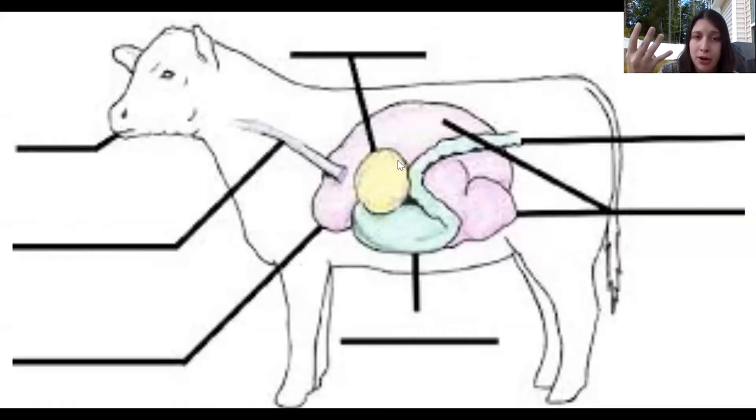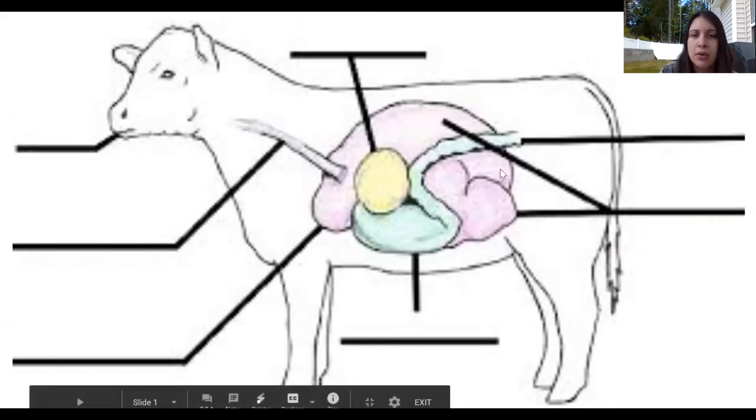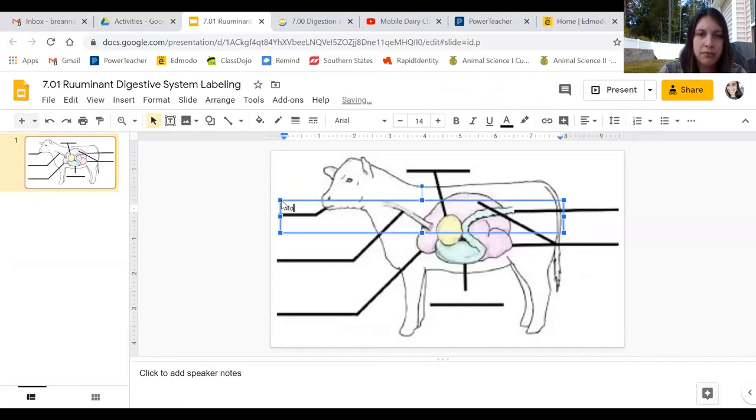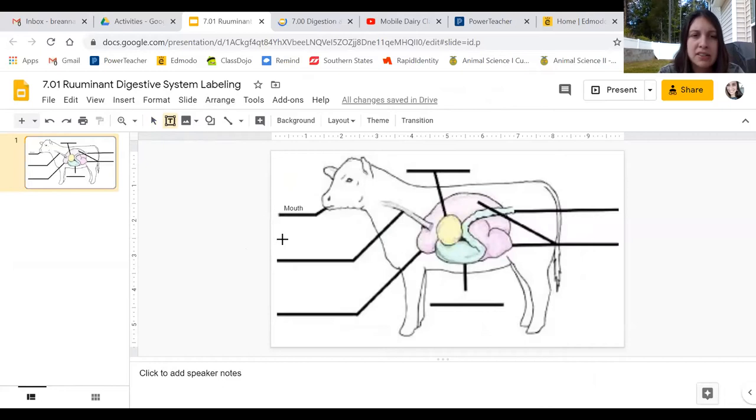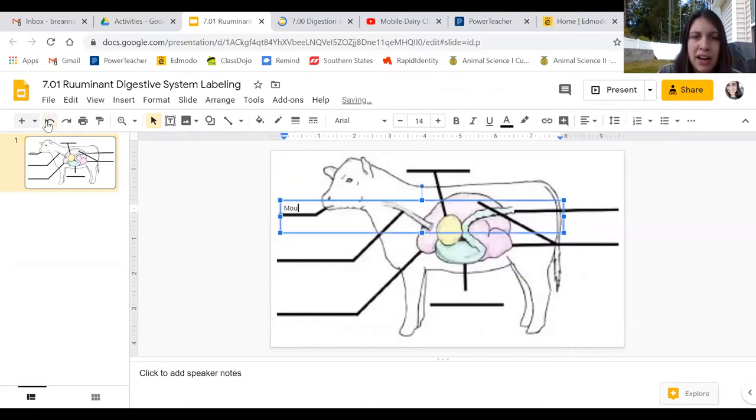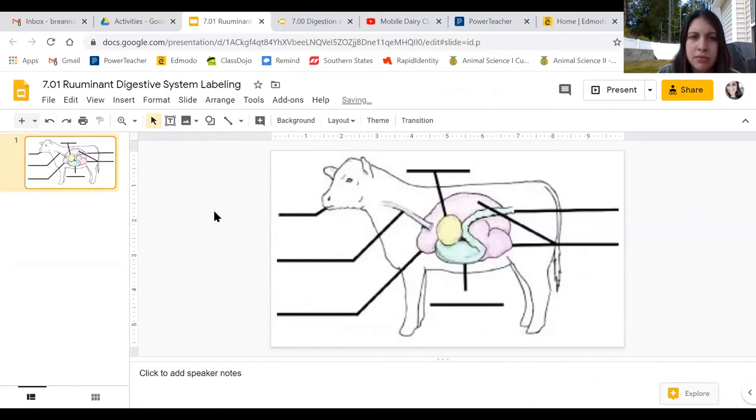You can use the PowerPoint, but you're going to need to go through and write down. You can write over. So if you just do a text box, you can type over it. That's the mouth. You can do a text box, type over. This is the whatever. So you can just type over what everything is, and then submit it that way.